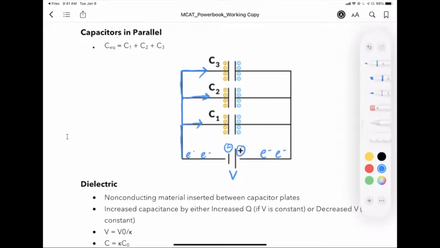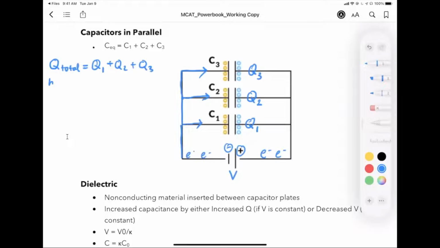If we wanted to know what that total charge was, we could simply add each of the charges that are located on each capacitor. The charge located on capacitor 1 is Q1. The charge located on capacitor 2 is Q2. And the charge located on capacitor 3 is Q3. Well, because they all split, the total charge essentially was coming from the battery. So the Q total, the total amount of charge that's present in the system, is equal to the sum of Q1 plus Q2 plus Q3.